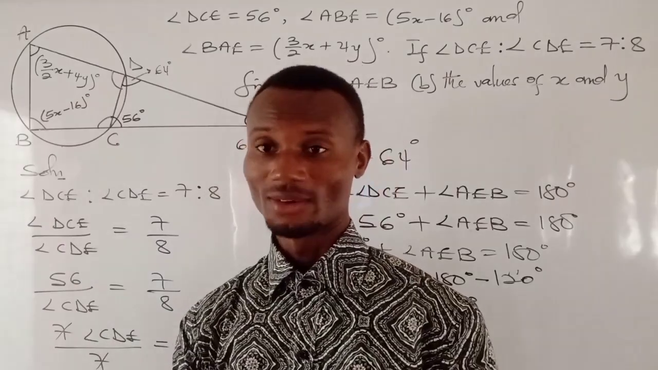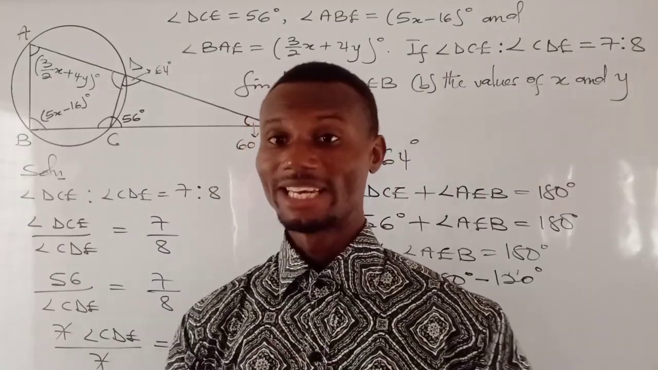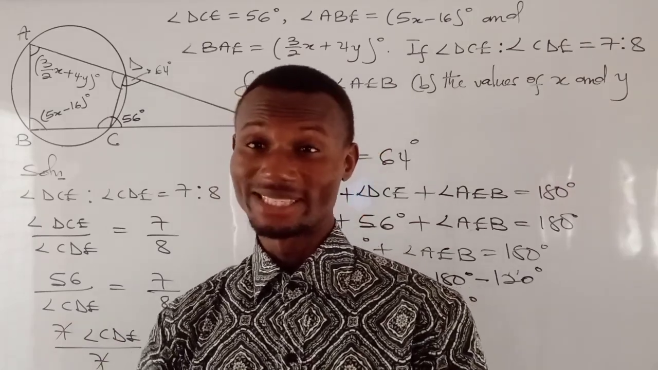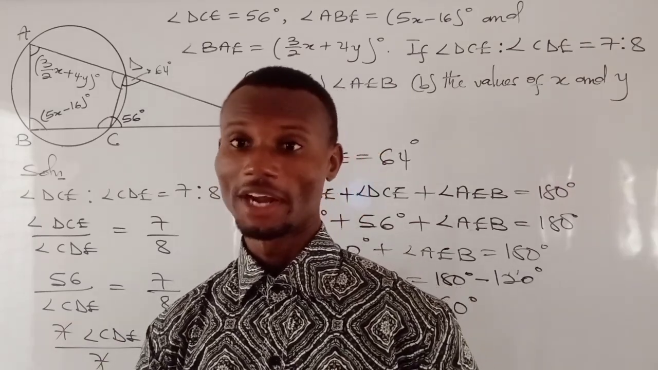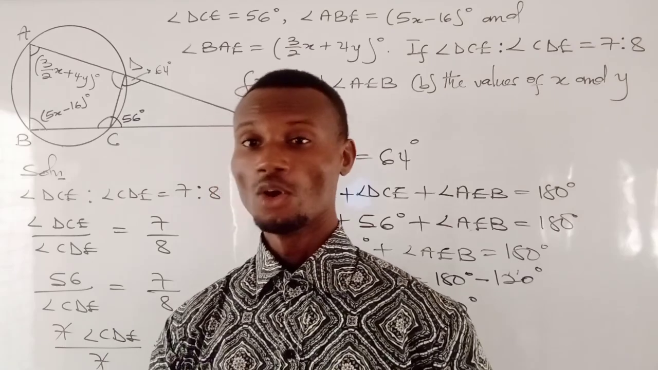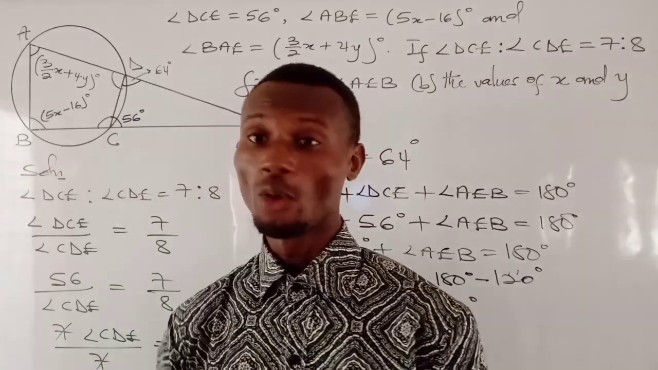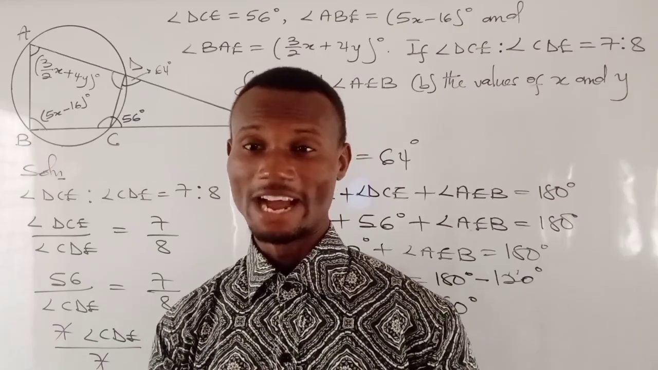Then we can proceed and apply the property which says that the sum of the opposite angles in a quadrilateral equals 180 degrees. Then we use it to solve for the values of S and Y in the diagram. I hope the explanation is clear enough up to this point.